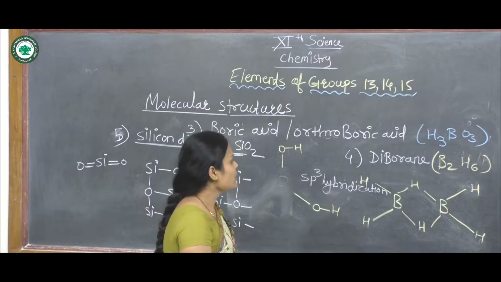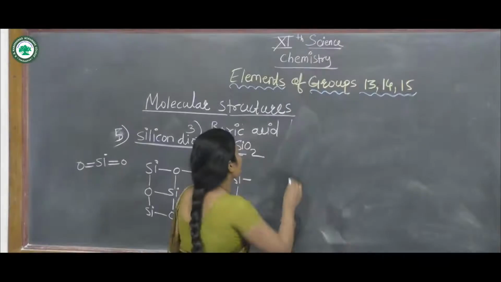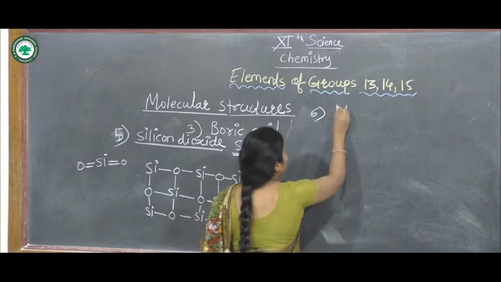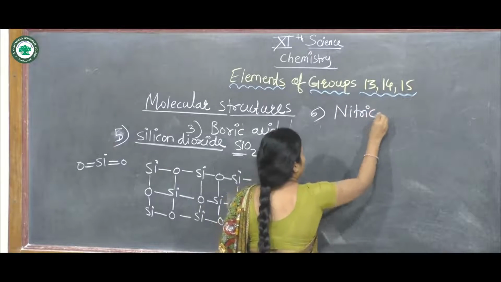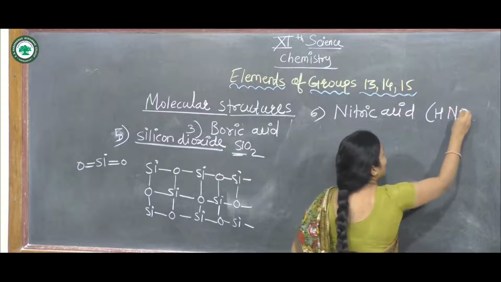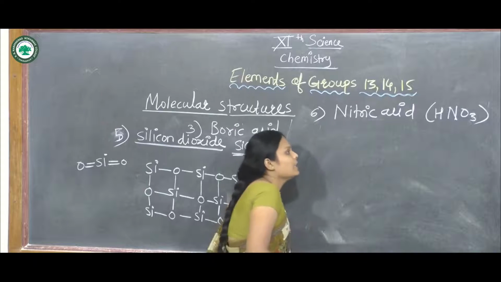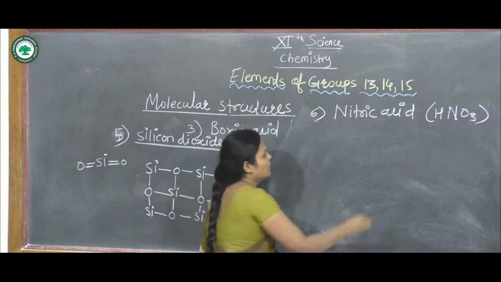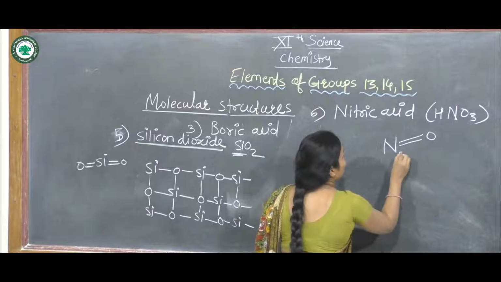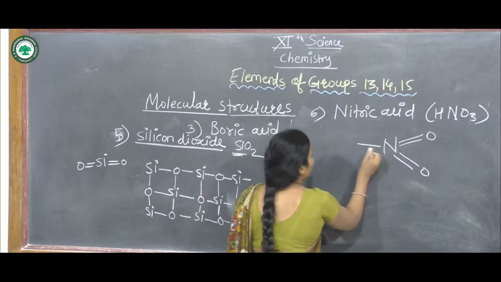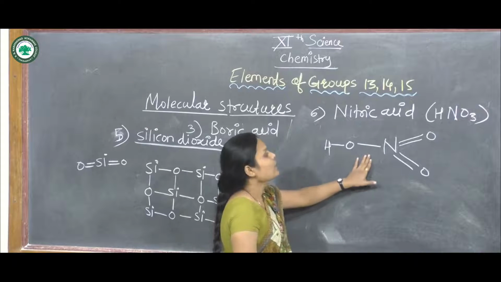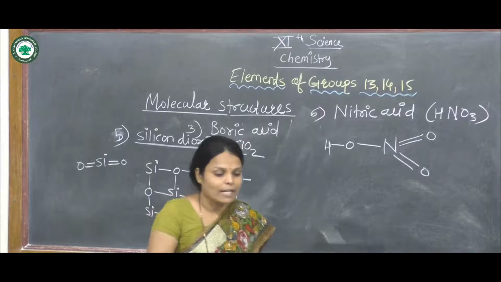Now the next structure is HNO3. The sixth structure is HNO3, meaning nitric acid. Nitric acid, its formula is HNO3. Here nitrogen is the central atom. Draw the nitrogen. Then here is an oxygen, here is also oxygen, and on that oxygen the hydrogen atom is attached. This is nitric acid. It's the structure of nitric acid.